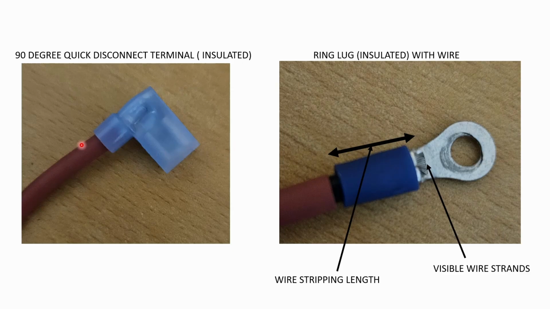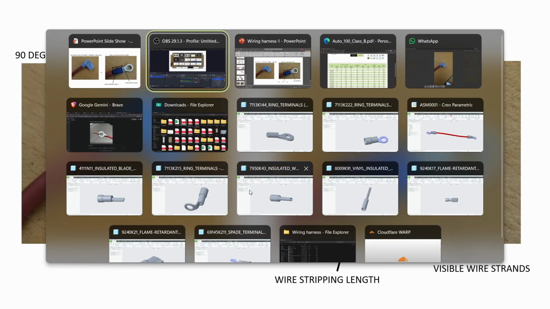Similarly, this is a type of 90-degree bent lug. It is used for similar applications, and the type of this lug is quick disconnect terminal, and it is also insulated. So let's understand in 3D diagrams.